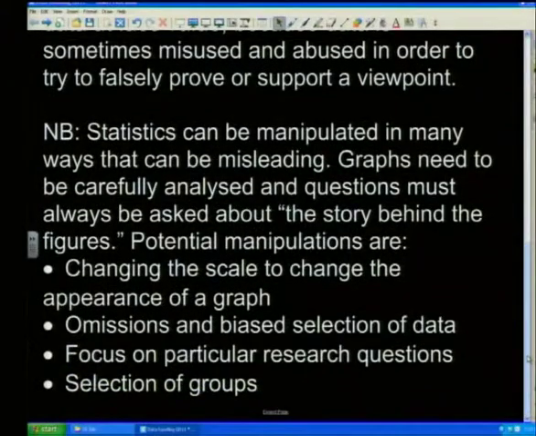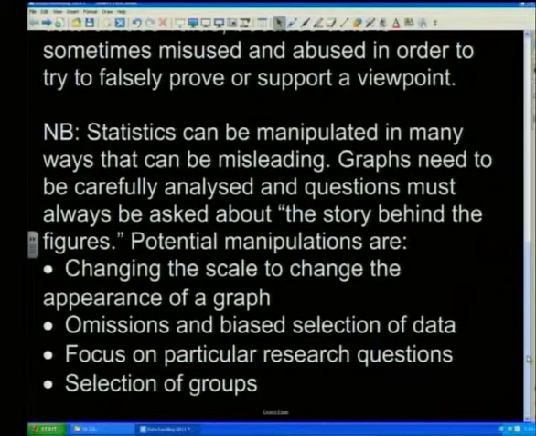So statistics can be manipulated in many ways that can be misleading, and as I said before, you need to analyze some of the ways that statistics can be manipulated. You can have this changing of the scale to change the appearance of a graph, so make things look better than they really are. And you can also get omissions, biased selection of data, and a whole lot of other things.